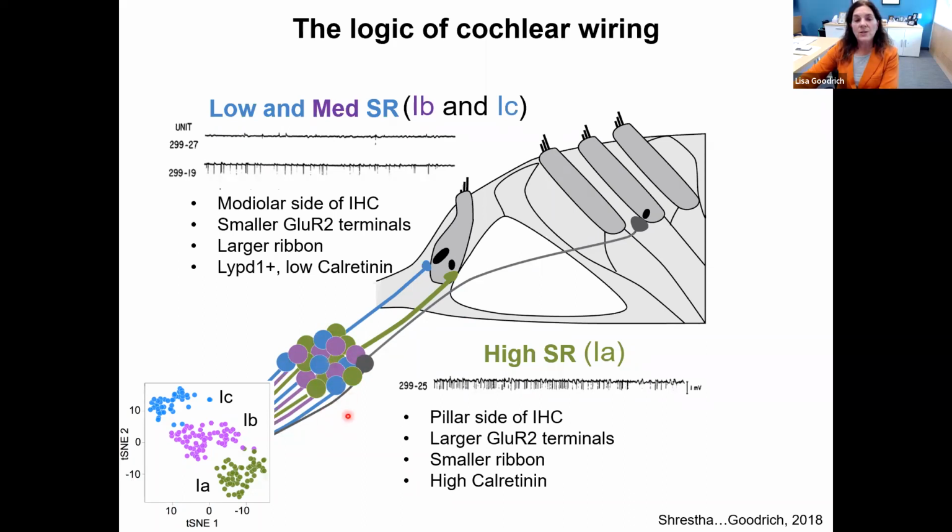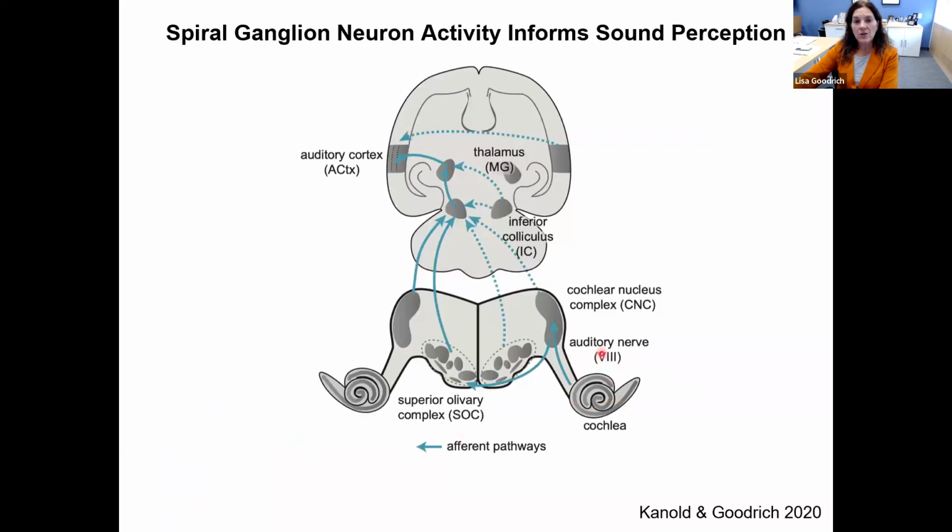And so this information is sent along the 8th nerve into the auditory brainstem for a lot of processing that all converges in the inferior colliculus and goes on up to the cortex. And so this, to me, is what really keeps me motivated, which is that in the end, it's the activity here, right, that determines what's perceived up here. That's all the input.